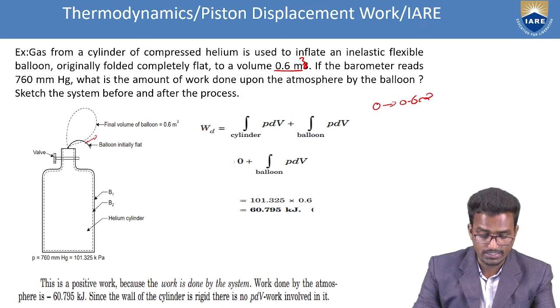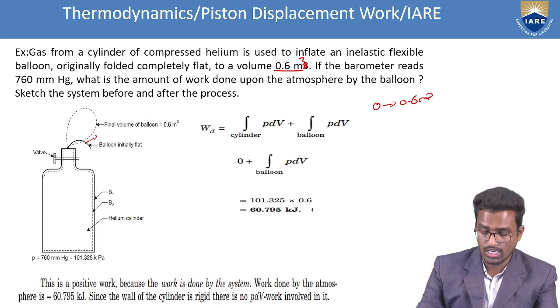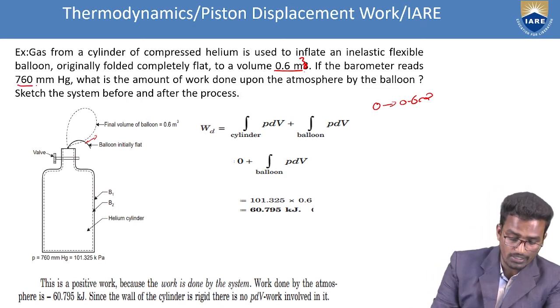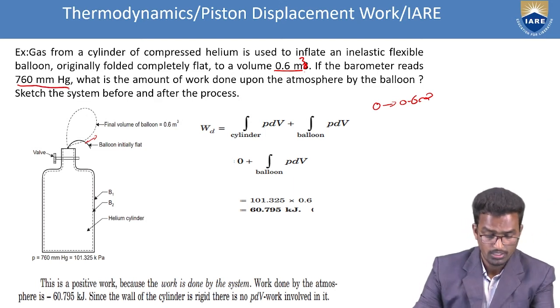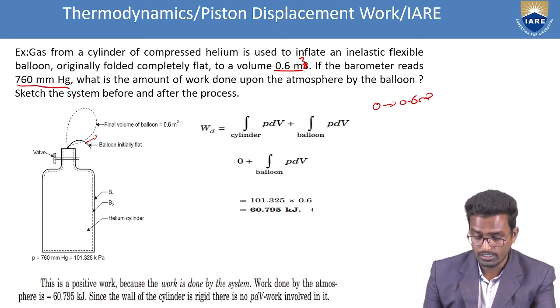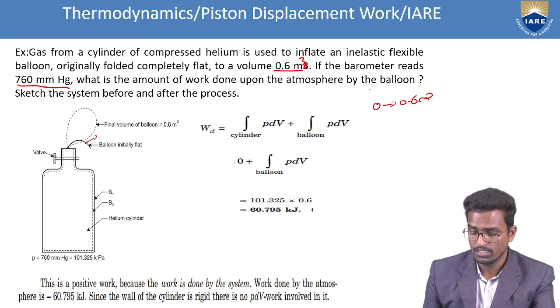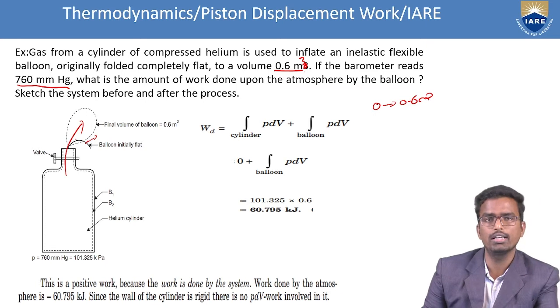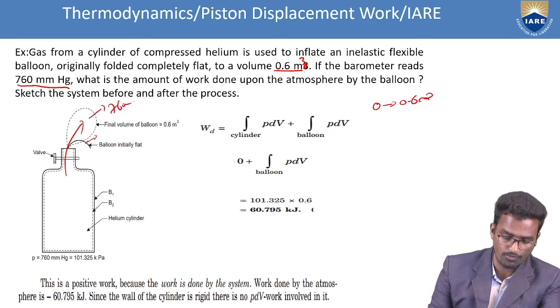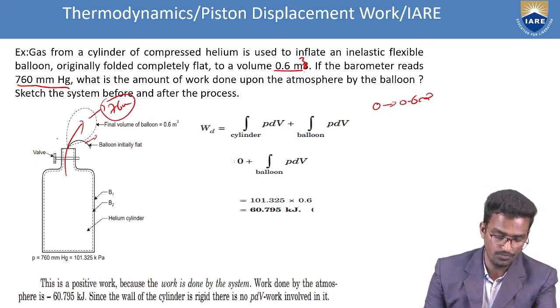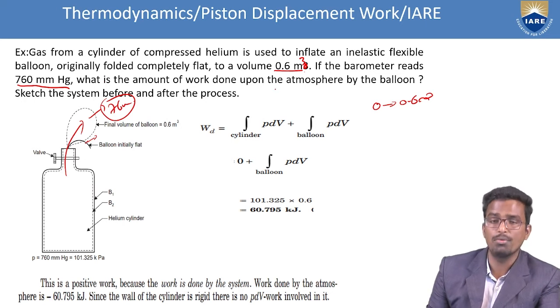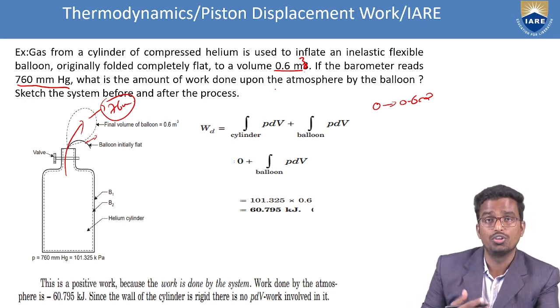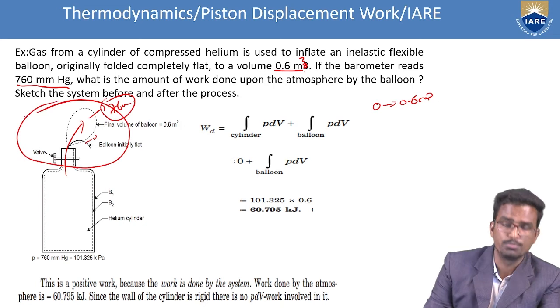If the barometer reads 760 mm of Hg, then what is the amount of work done upon the atmosphere by the balloon? So of course, helium is filling this balloon, right? Due to the filling of the helium, the barometer reading shows that the atmosphere outside is 760 mm of Hg. So due to this, what happened? How much work is done on the atmosphere by this balloon?